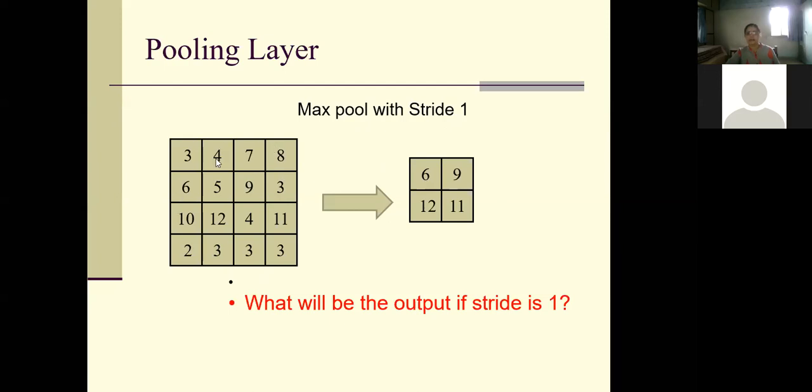Now for the same example, that is, your input image size is 4 by 4. We are using the max operation for pooling. And now instead of a stride of 2, the stride rate is 1. If the stride rate is 1, what is the resultant image size? I want only the resultant image size.